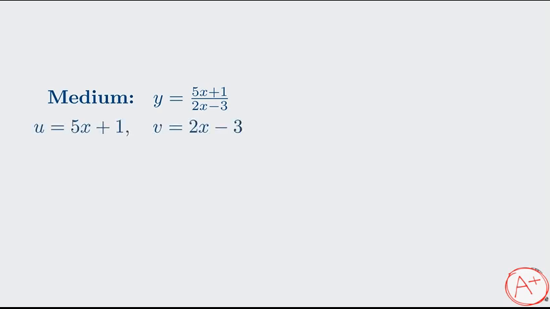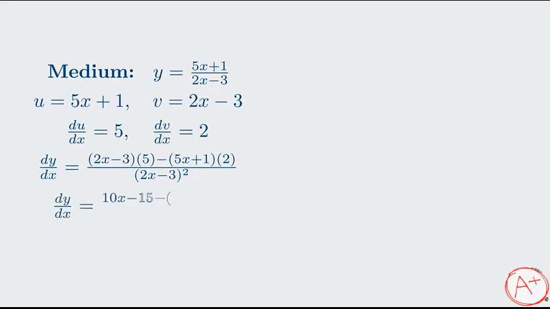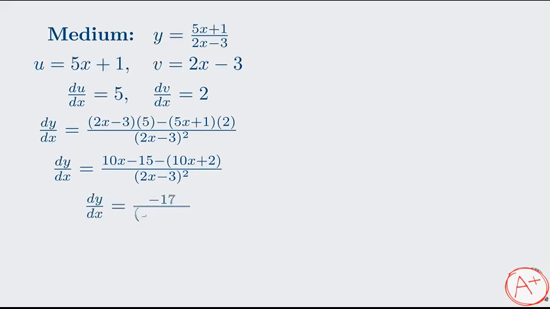Next, for the medium difficulty question, we use the quotient rule. Here, u is 5x plus 1, and v is 2x minus 3. The derivative of the numerator is 5, and the derivative of the denominator is 2. The quotient rule states v times du dx minus u times dv dx, all over v squared. Expanding the numerator, we get 10x minus 15 minus the quantity 10x plus 2. The 10x terms cancel out, leaving us with negative 17 over the square of 2x minus 3.